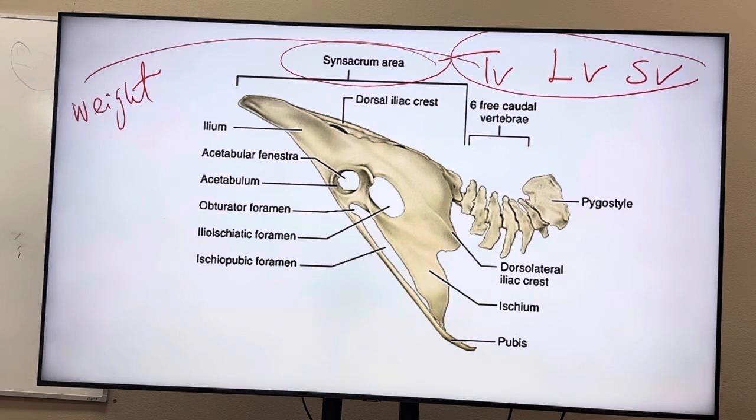So the tailbone fuses to form a structure called the pygostyle, and this pygostyle gives support to the tail feathers.